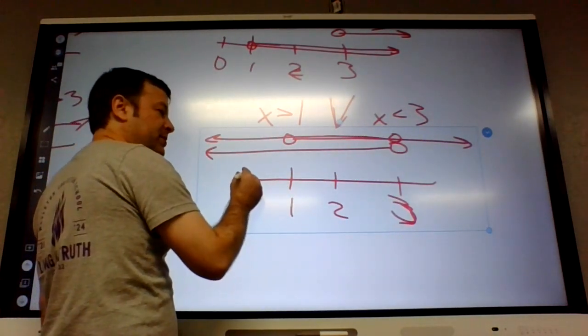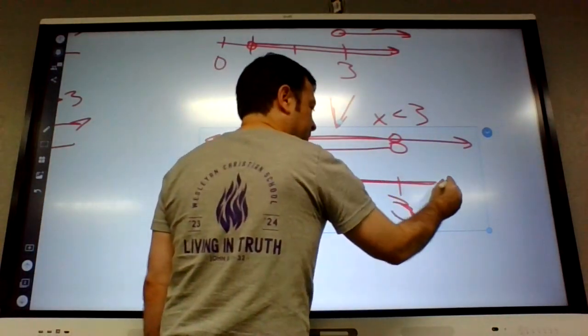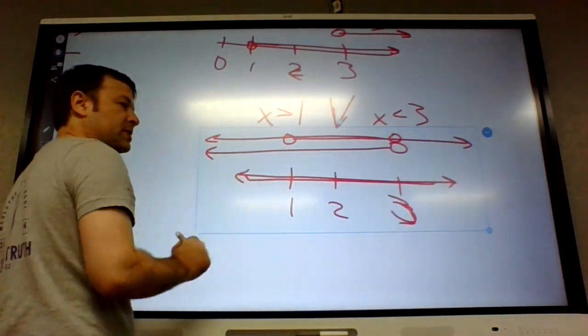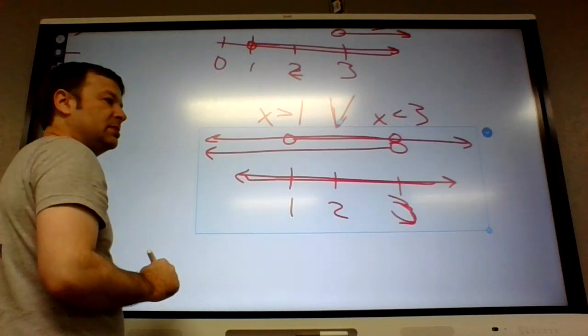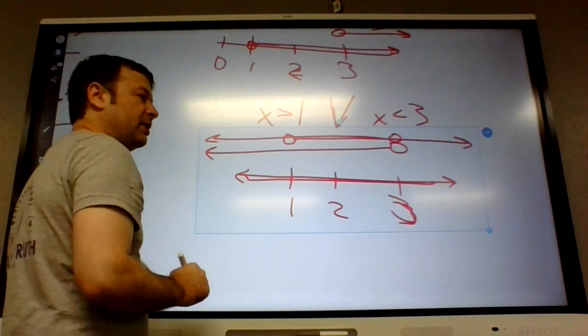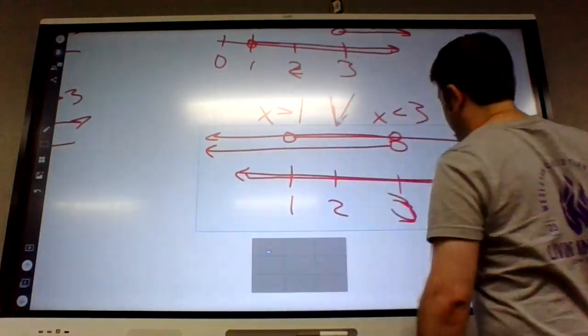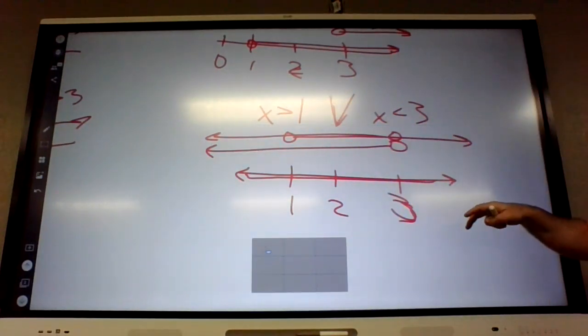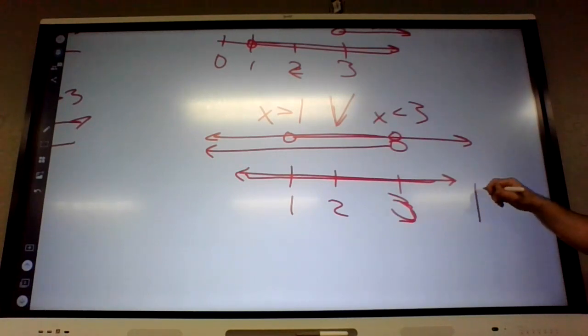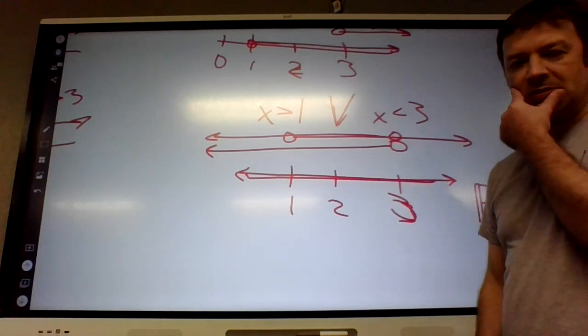So we don't need any circles down here because every number is covered. It would just be a continuous line. Do you know how to say, if we weren't graphing, every number possible? It's all real numbers. We've done this, right? You can write the words all real numbers, or you can use the fancy R for all real numbers.